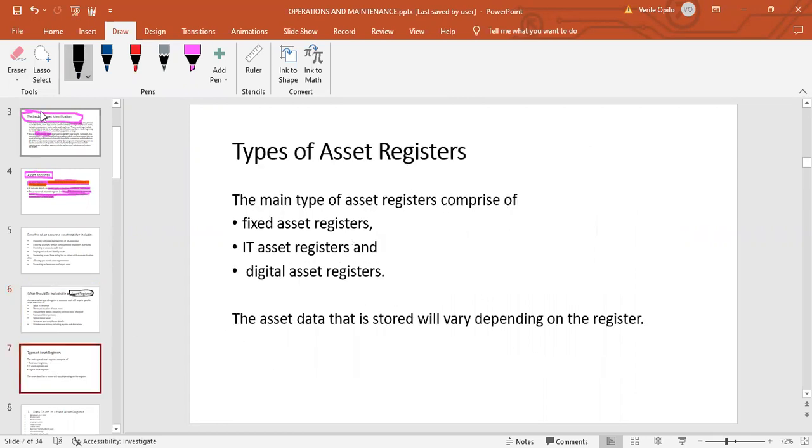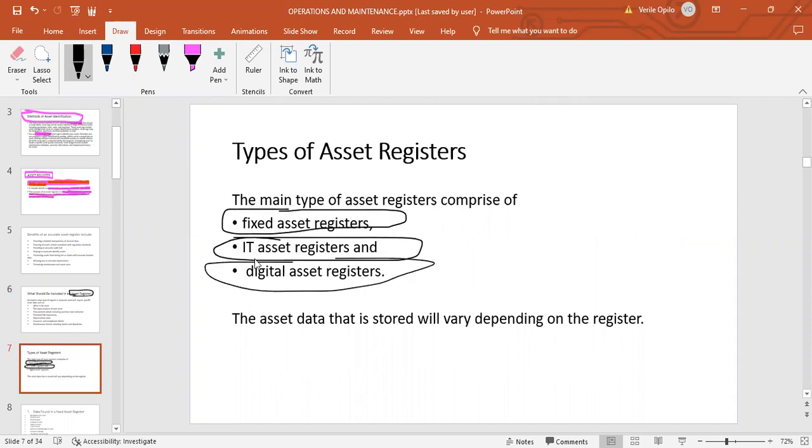And we have several types of asset registers that we need to be well aware of. The first type of asset register we have is what we call a fixed asset register. We have an IT asset register, and then we have digital asset registers. Fixed asset registers refer to the non-current assets of the business, things such as motor vehicles, the furniture, the buildings, the machinery. Those ones we categorize under the fixed assets.